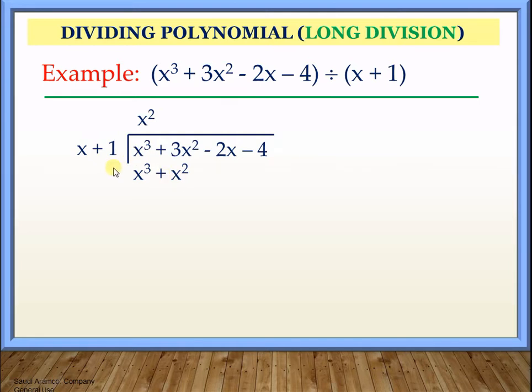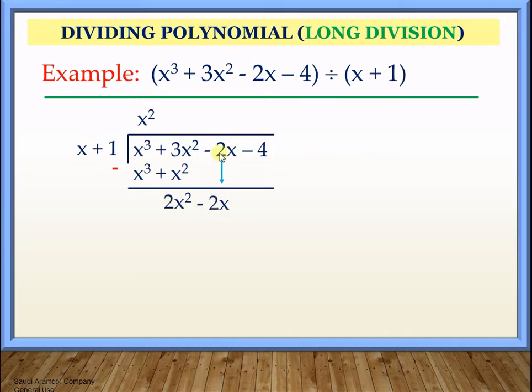Then we will do the subtraction. So x cubed minus x cubed is 0. And 3x squared minus x squared will give us 2x squared. Now check if we could put down something here.